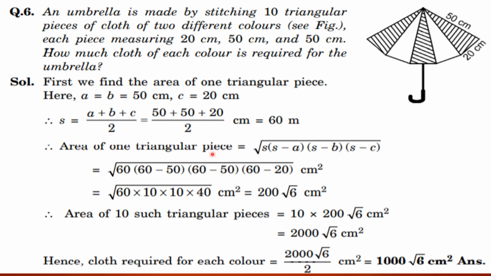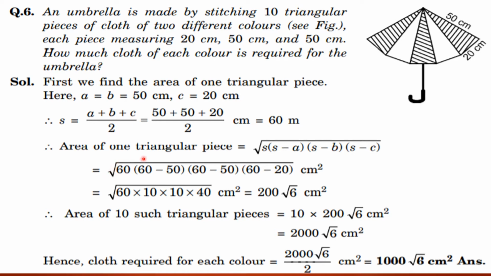Therefore, area of one triangular piece is equal to square root of s into s minus a into s minus b into s minus c. This is Heron's formula for finding area of a triangle. Okay, my dear children? Right. So, in this formula, we substitute the values of s, a, b and c.